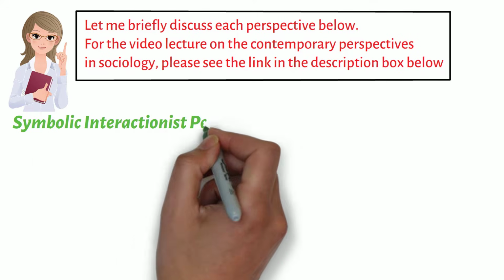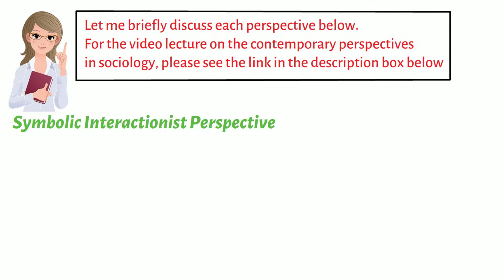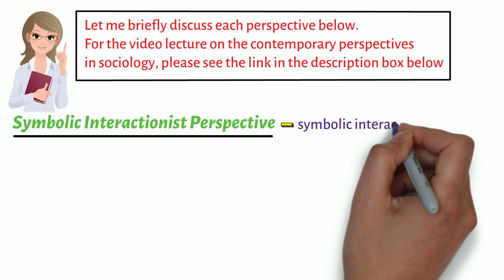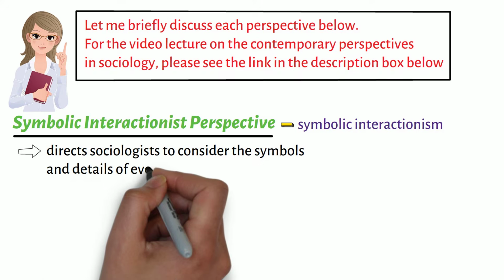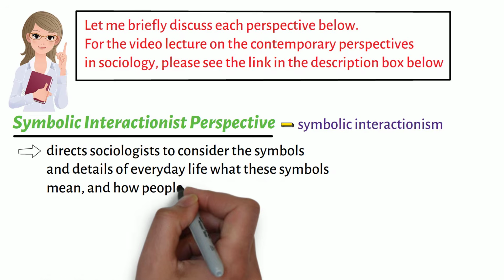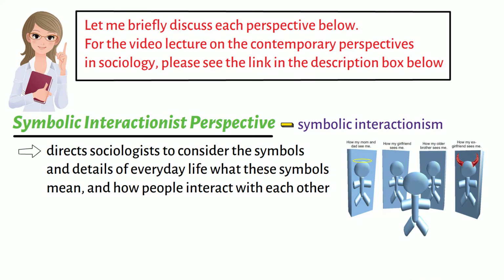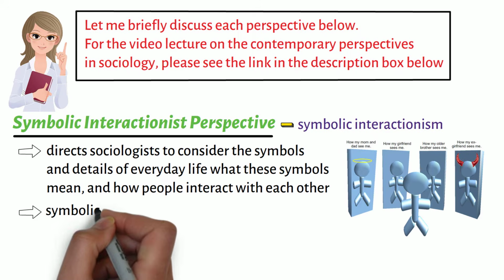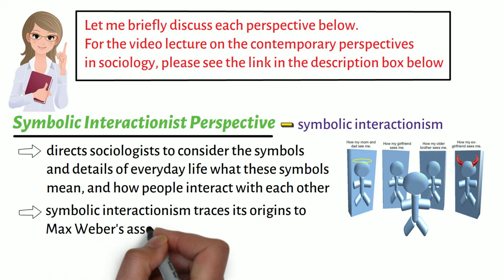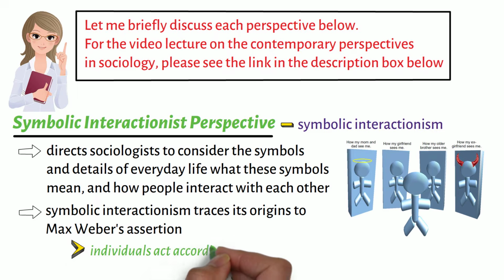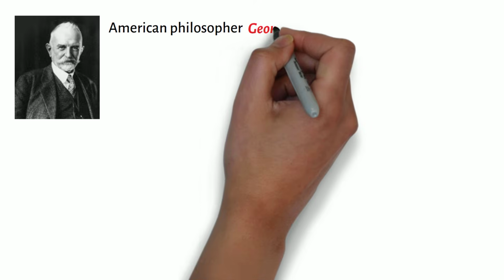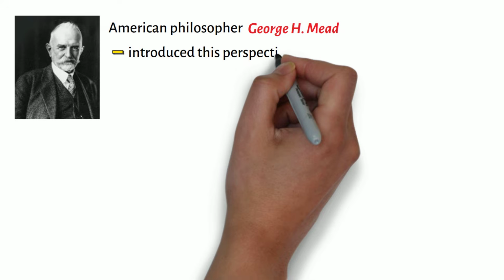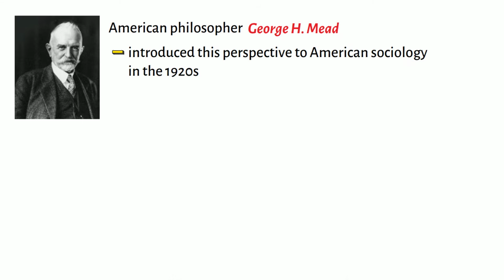Symbolic Interactionist Perspective. The symbolic interactionist perspective, also known as symbolic interactionism, directs sociologists to consider the symbols and details of everyday life, what these symbols mean, and how people interact with each other. Although symbolic interactionism traces its origins to Max Weber's assertion that individuals act according to their interpretation of the meaning of their world, the American philosopher George Herbert Mead introduced this perspective to American sociology in the 1920s.